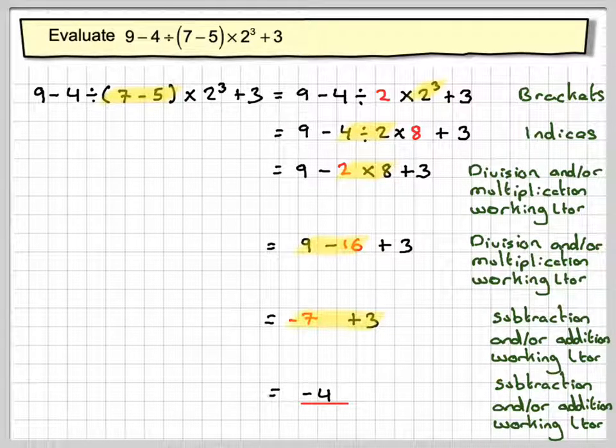So this has been a video to show you how to do the order of operations.